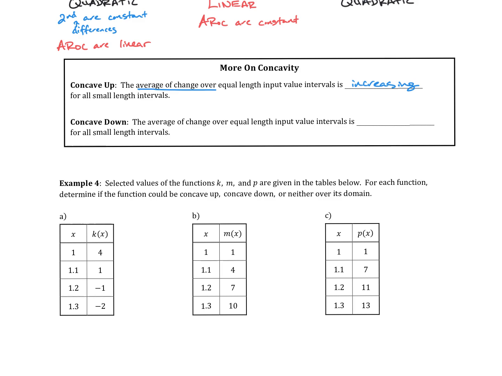All right, let's go concave down now. The average change over equal length input value intervals is. What do you think? Decreasing. That's what I'm talking about. All right.